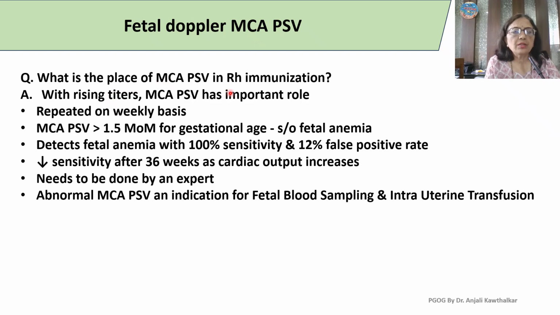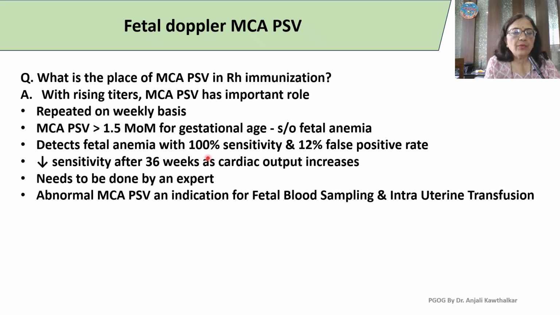What is the place of this in Rh immunization? With rising indirect Coombs test titer, MCA PSV has an important role. It is repeated on a weekly basis. When it is greater than 1.5 MoM, multiples of median for that gestational age, it is suggestive of fetal anemia.